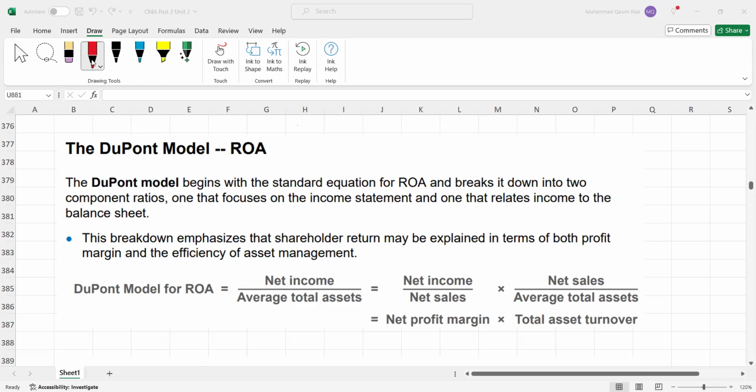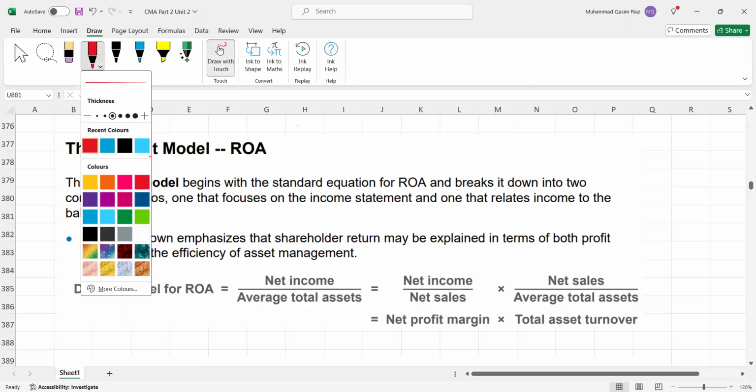So today we are going to talk about the DuPont model for return on assets and return on equity.